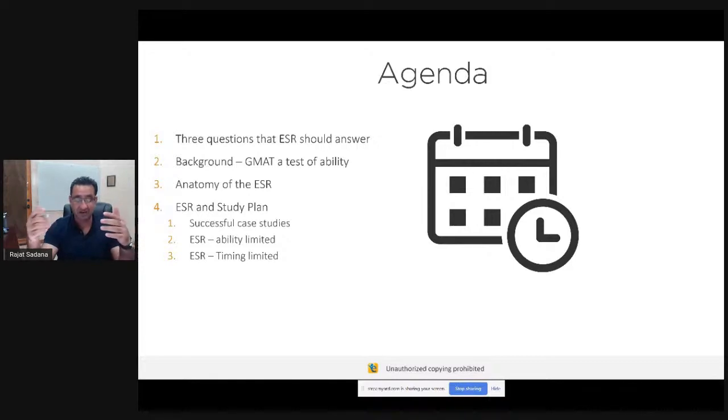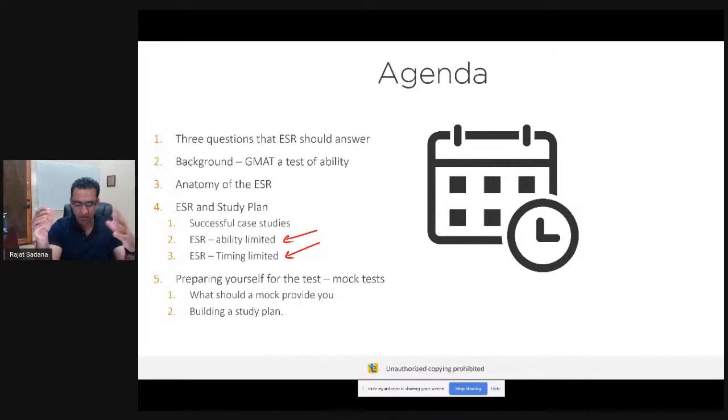We're going to look at ESRs where your score has been limited by ability. We're going to look at an ESR where your score has been limited by timing, or the lack thereof. And then we're going to talk about how you prepare yourself for the test. How do you use the data from mock tests to build your next improvement plan? Why? Because essentially, even when you take the actual GMAT and get the ESR, that's what you want to do. You want to attribute causality, you want to build an improvement plan.